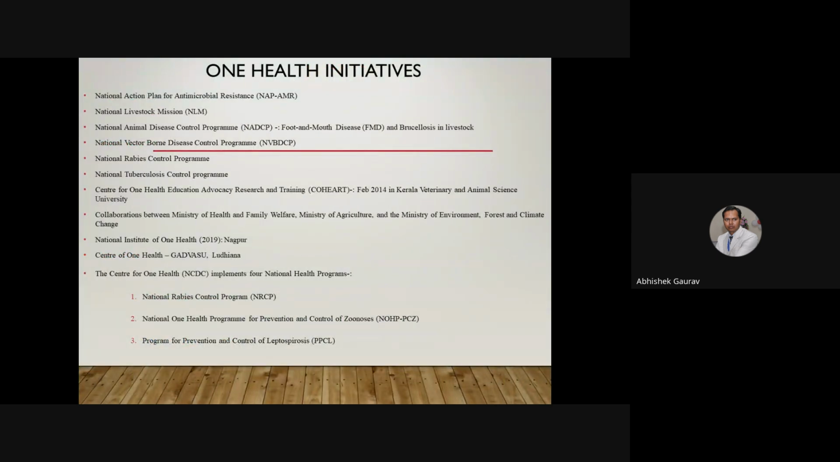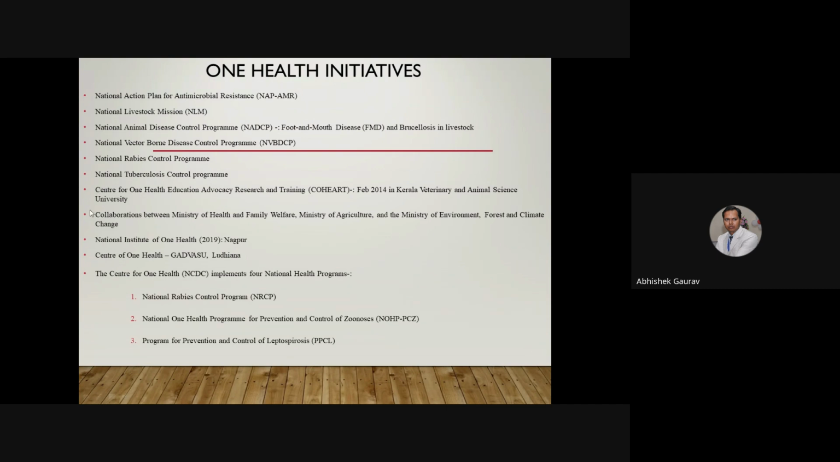Then coming to the One Health initiatives, in our country we have a lot of initiatives going on, like the National Action Plan for AMR, NAP-AMR. It is a subset of GAP-AMR, the Global Action Plan; it is a small part. Then the National Livestock Mission is there. Then FMD control, brucellosis control. Then we have the vector-borne disease control program. We have the rabies control program, the TB control program. We also have a leptospirosis control program running in our country.